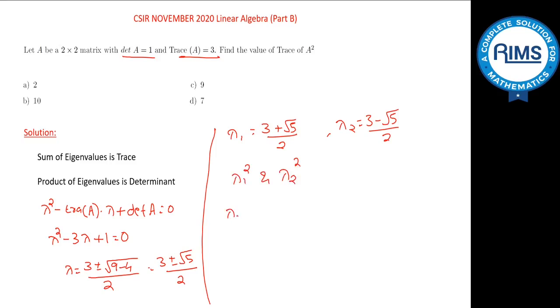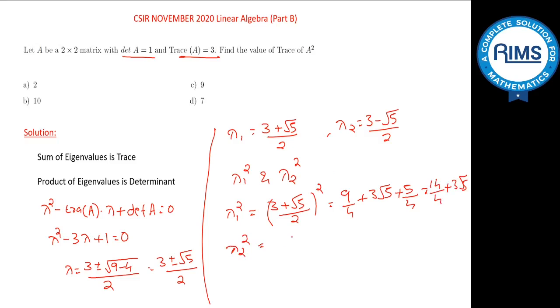And what is lambda 1 square? Lambda 1 square is ((3 plus root 5) divided by 2) the whole square, which will become (9 plus 6 root 5 plus 5) divided by 4, that is 14 by 4 plus 3 root 5 by 2. Similarly, what is lambda 2 square? We simplify like this, we get lambda 2 square equal to 14 divided by 4 minus 3 root 5 by 2.